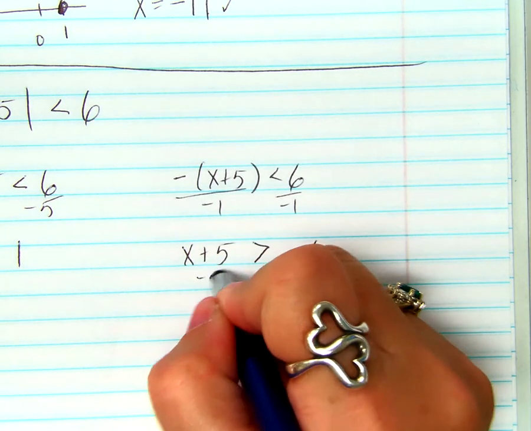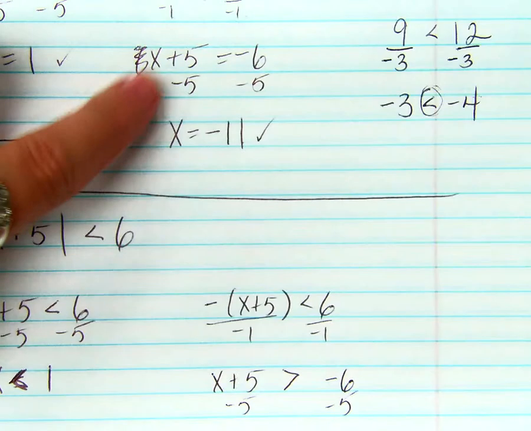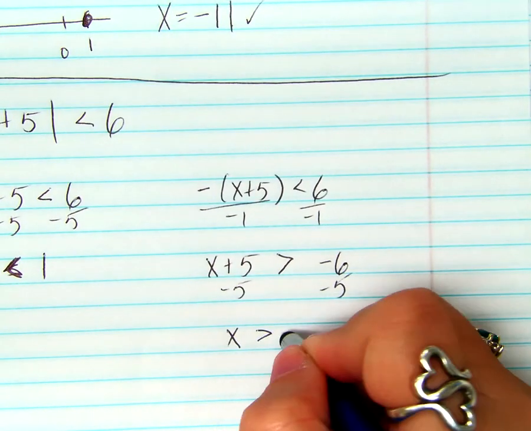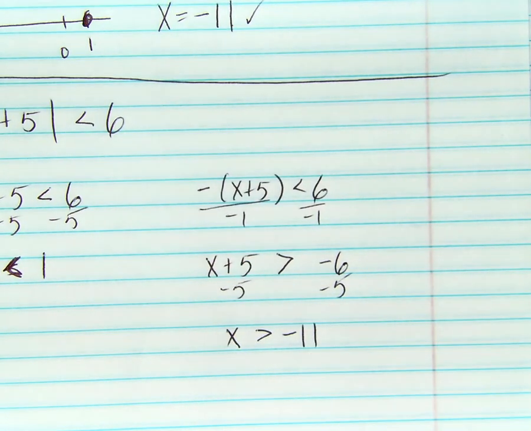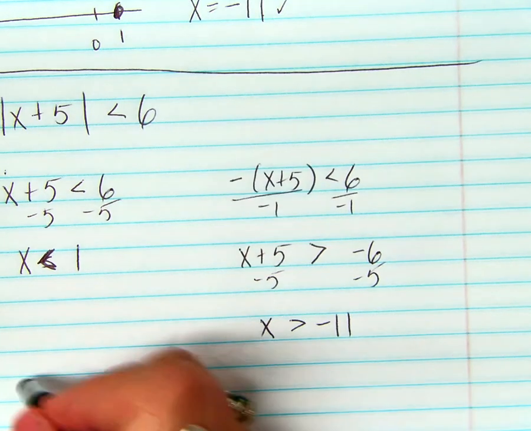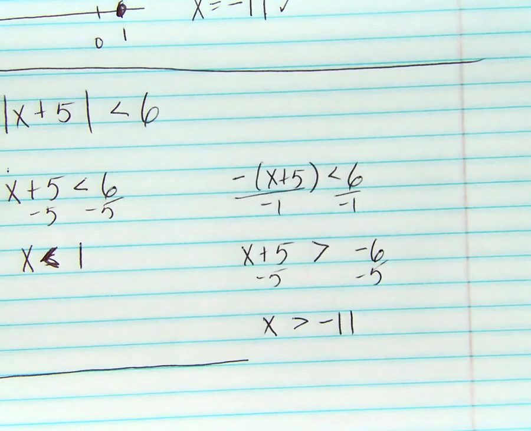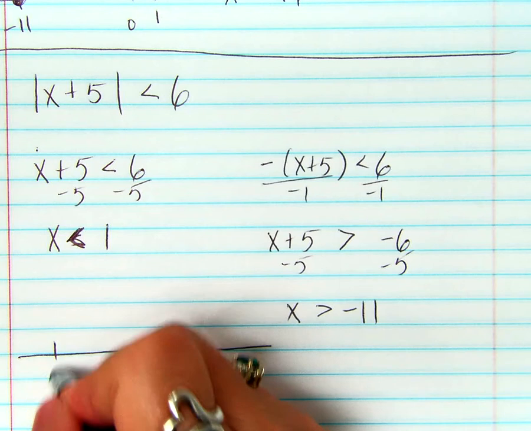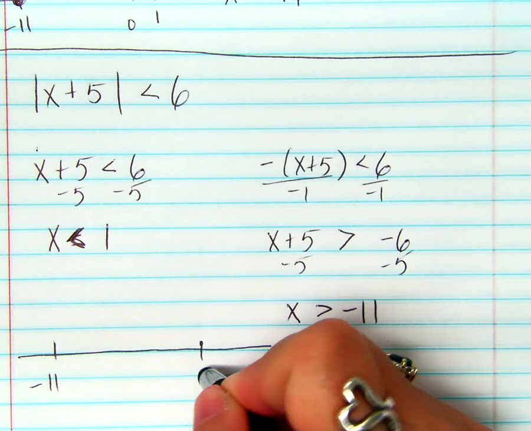Then I subtract 5. Again, the same thing that I did up here in the original problem, right? x is greater than -11. What do I have left to do? Check and graph. I already know it's right, because it's exactly the same thing I did in the previous problem. When I go to graph, though, this part is definitely a little different. Okay? I still have a -11. I still have a 0. I still have a 1.